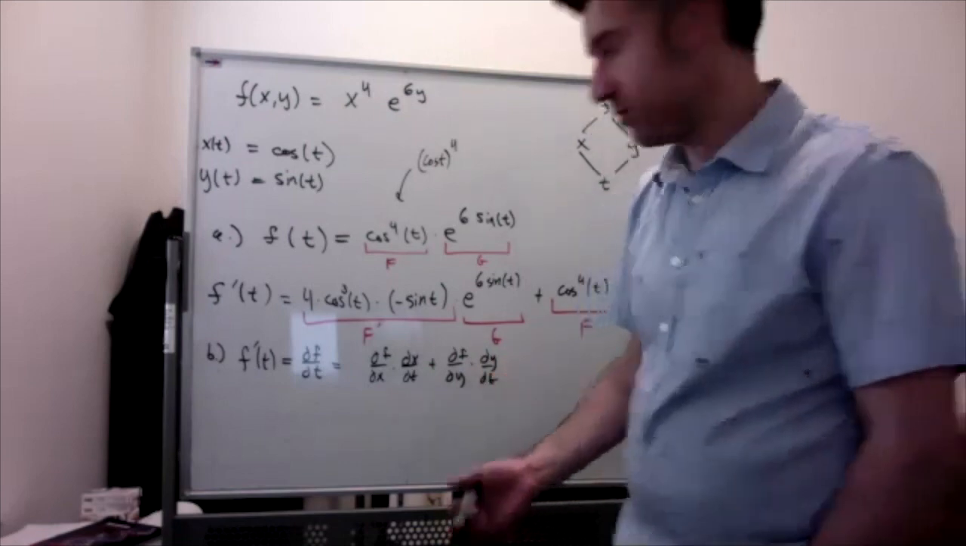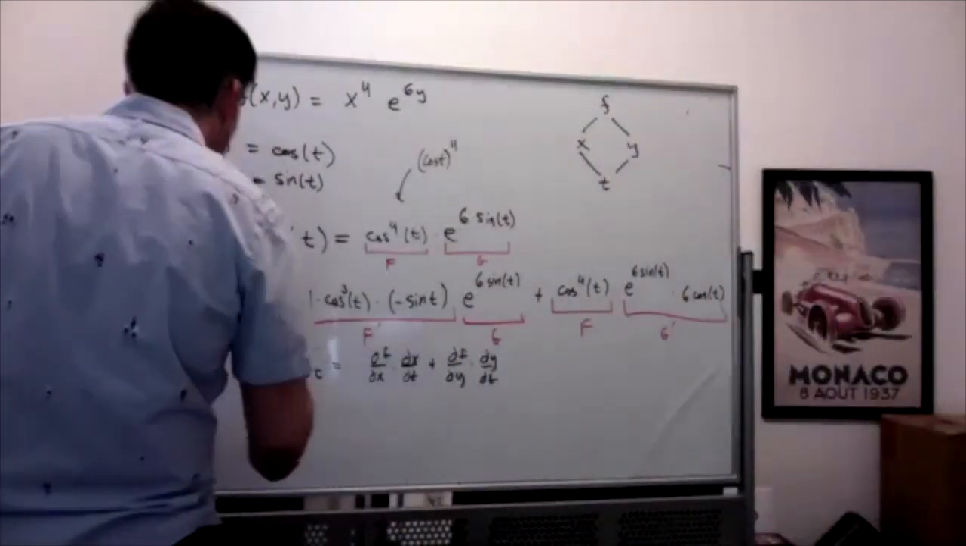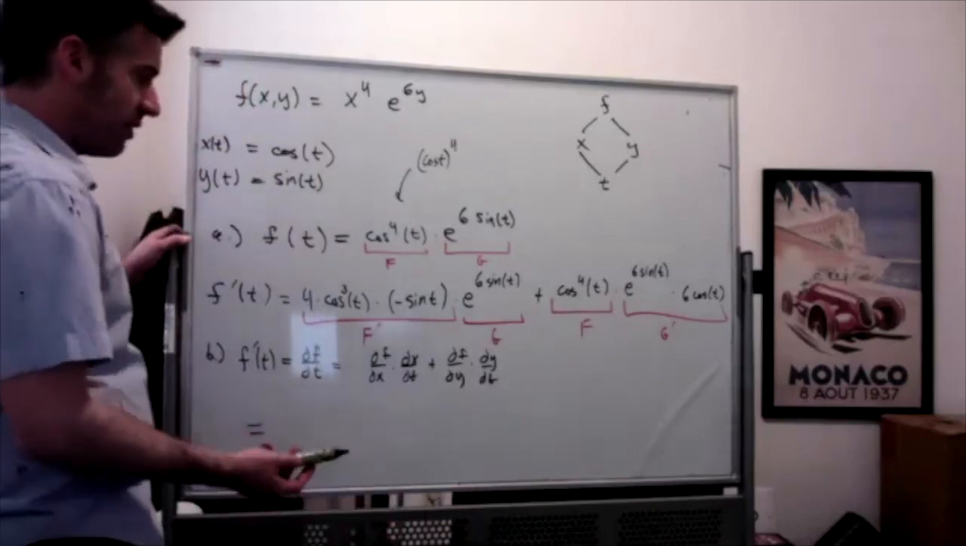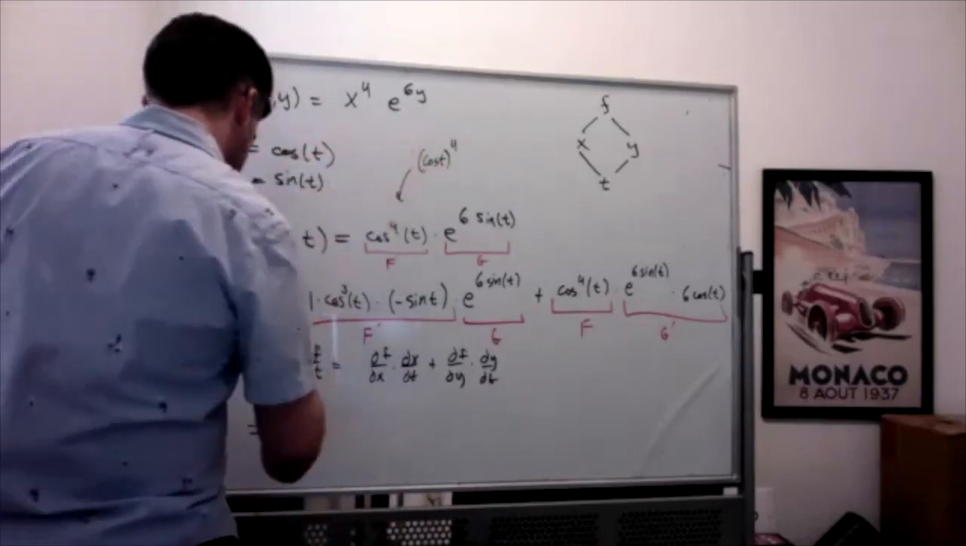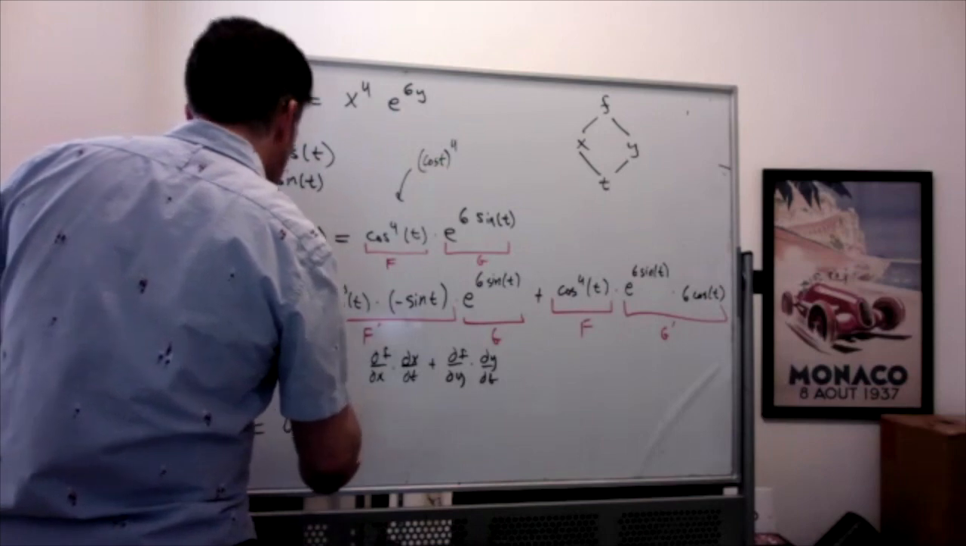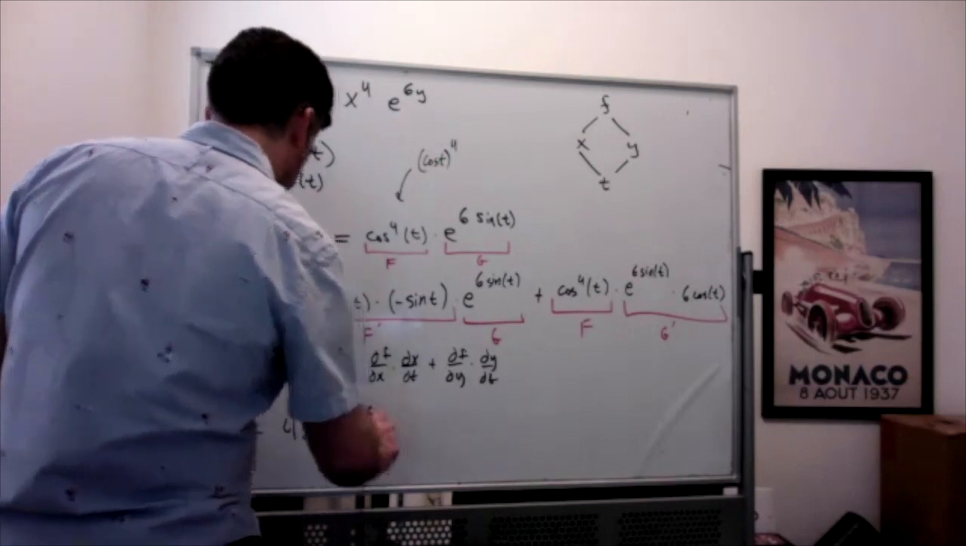Okay, let's see what those things are. So looking at this function, del F del X is the partial with respect to X. That's going to be 4x cubed times e to the 6y.